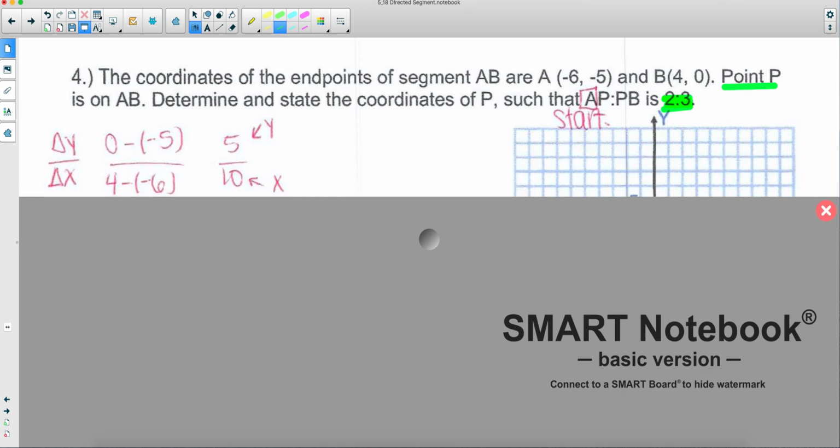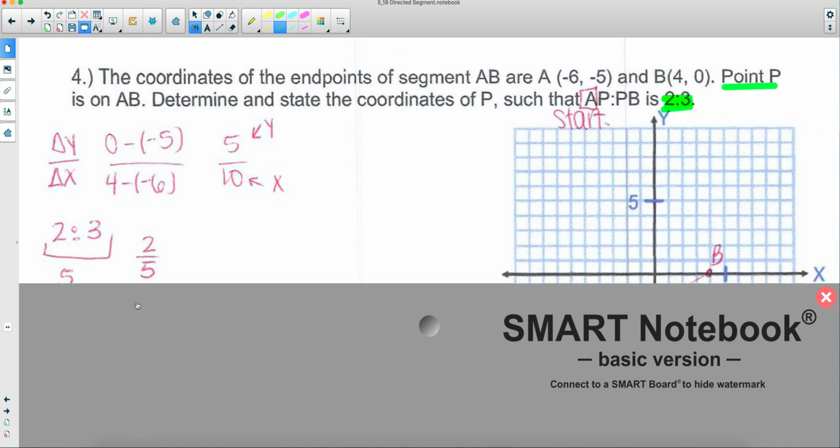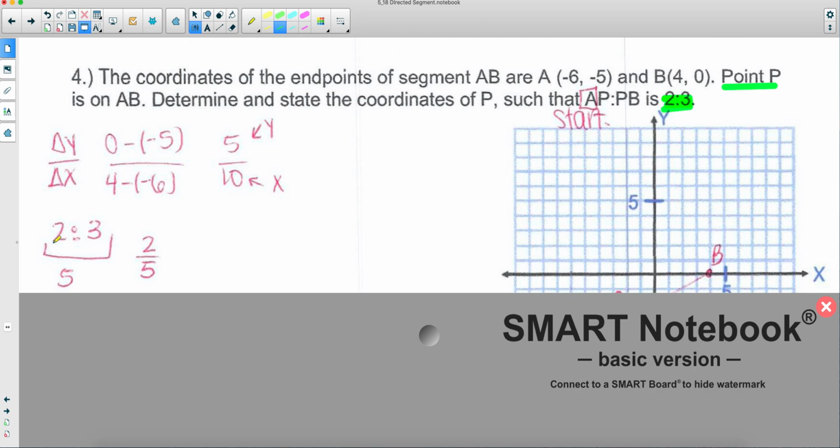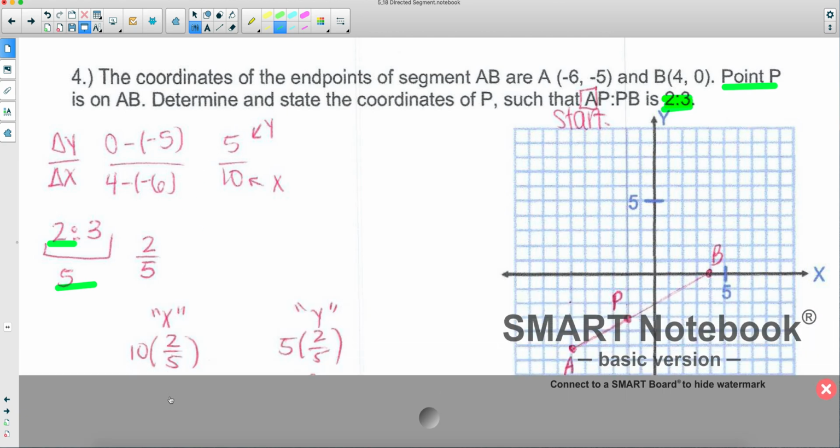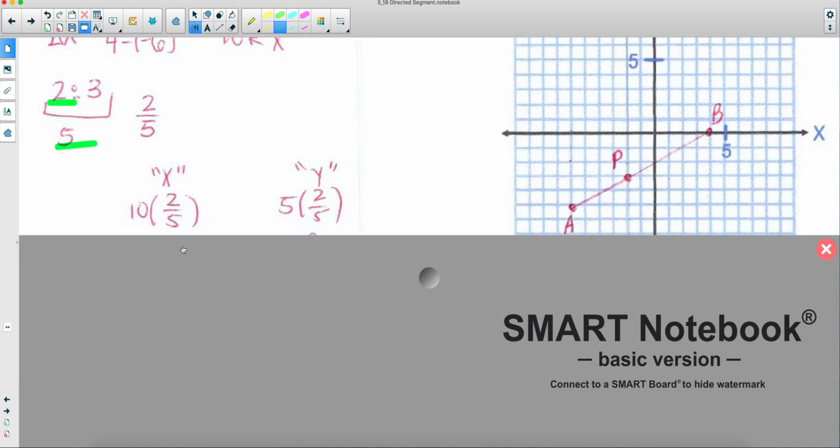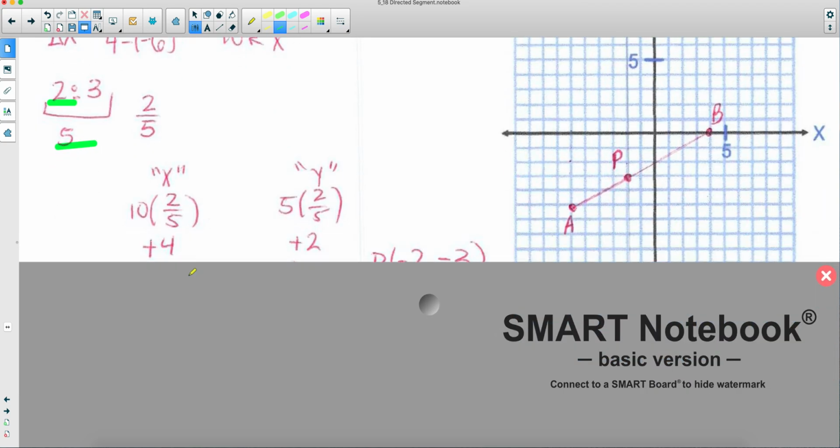All right, next step. Let's use this ratio of 2 to 3. So 2 to 3 means first part over the total number of parts. So we have 2/5. Next, we're going to take this fraction and take 2/5 of 10 and 2/5 of 5. So there it is. 2/5 of 10, 2/5 of 5. That means that we have a positive 4 and a positive 2.